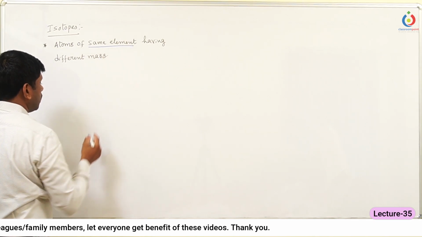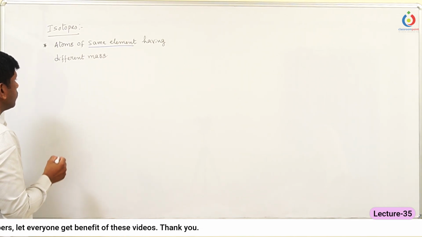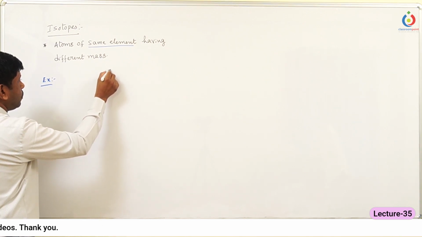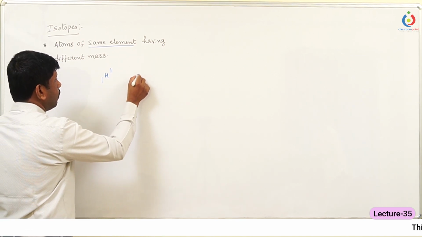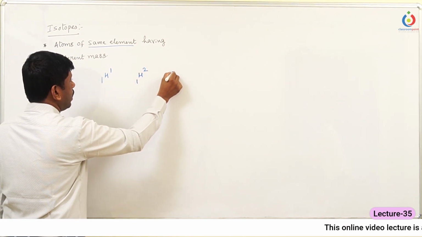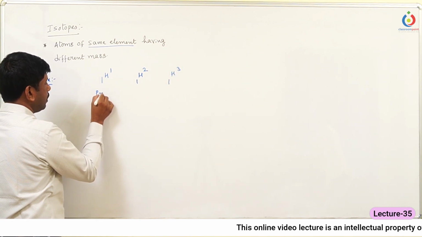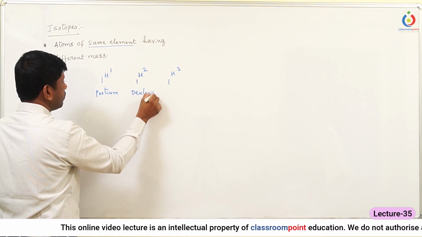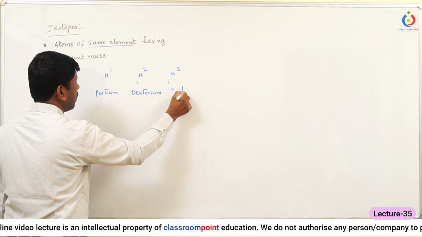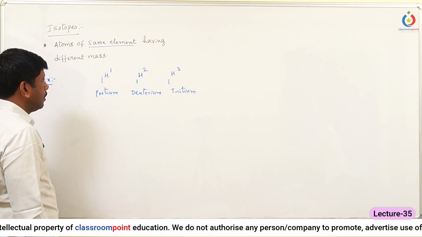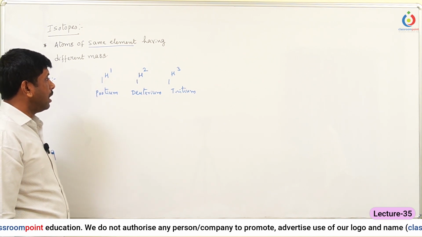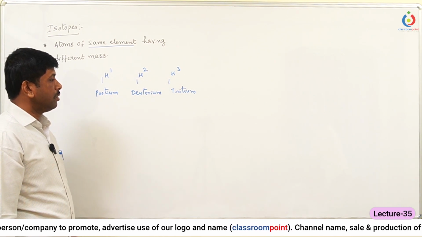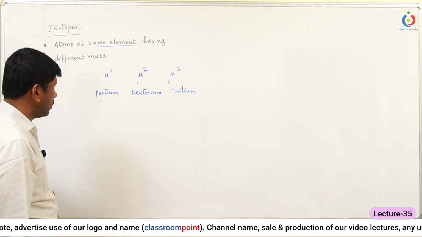Same element means atomic number and electrons remain the same. So let's take an example here. 1H1 protium, 1H2 deuterium, 1H3 tritium. This is protium, deuterium and tritium. Protium is the most stable isotope of hydrogen. Deuterium is called the heavy isotope of hydrogen. Tritium is known as the radioactive isotope of hydrogen.